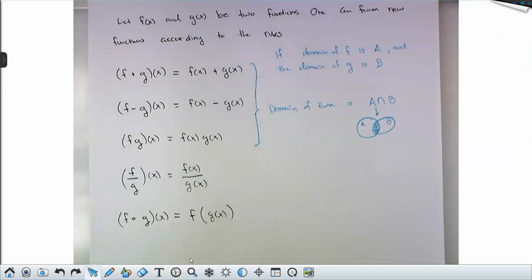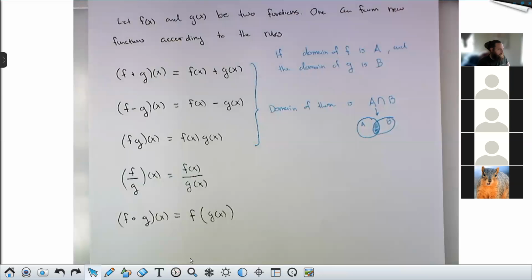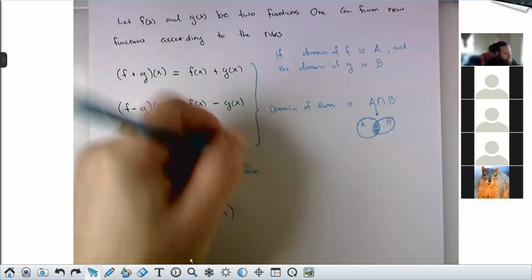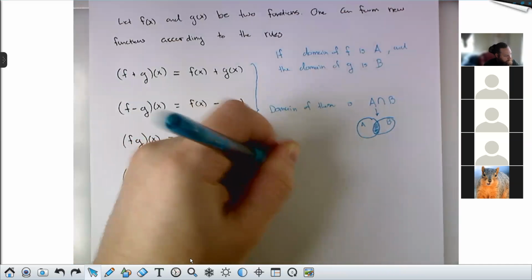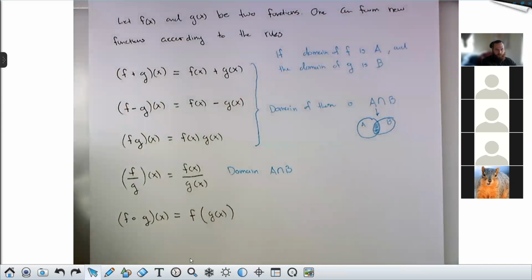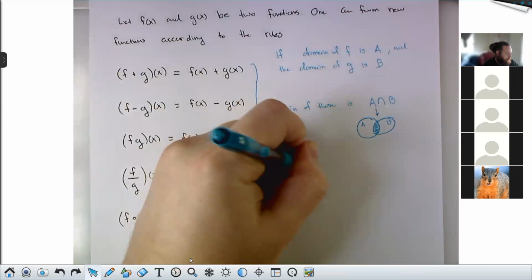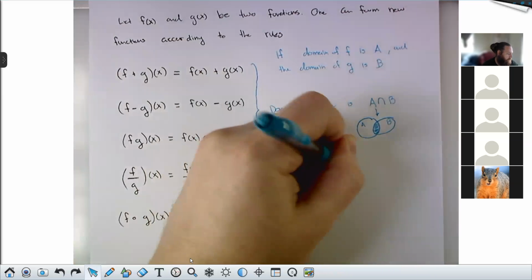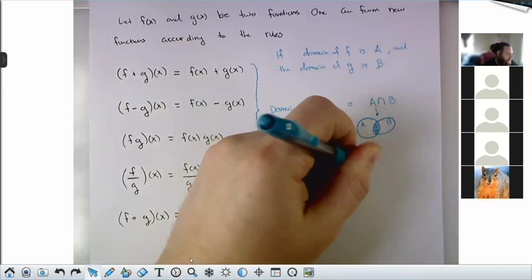No. Good, why not? 0 can't be in the denominator. Yeah, that's it exactly. So the domain here is going to be A intersected with B. Everything we said about these is still true here. You have to be in both domains in order to be plugged in, but then you have to get rid of the x values that make g of x equal to 0.